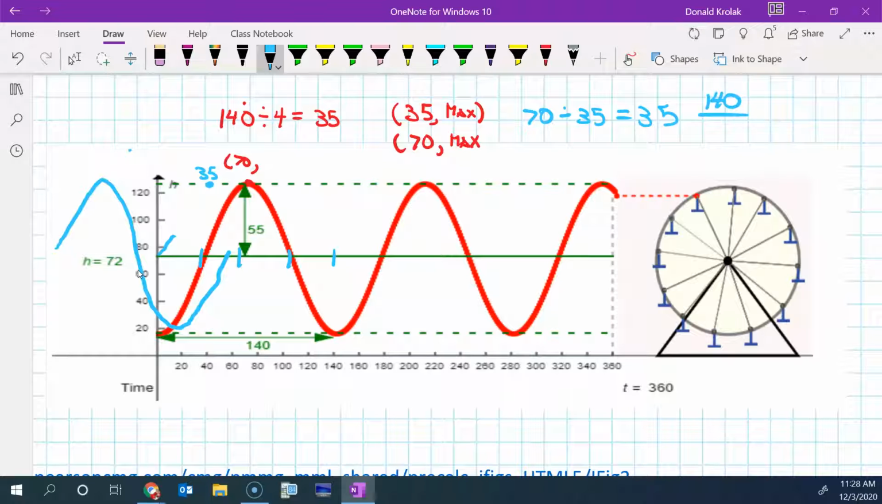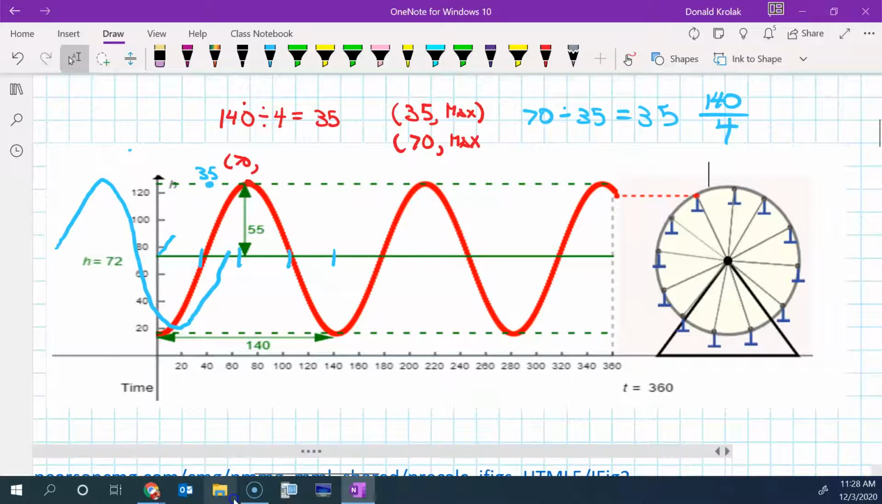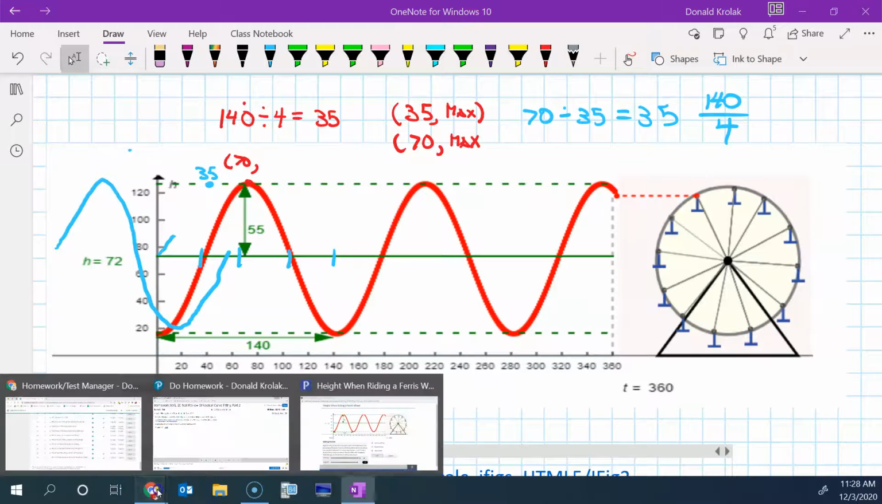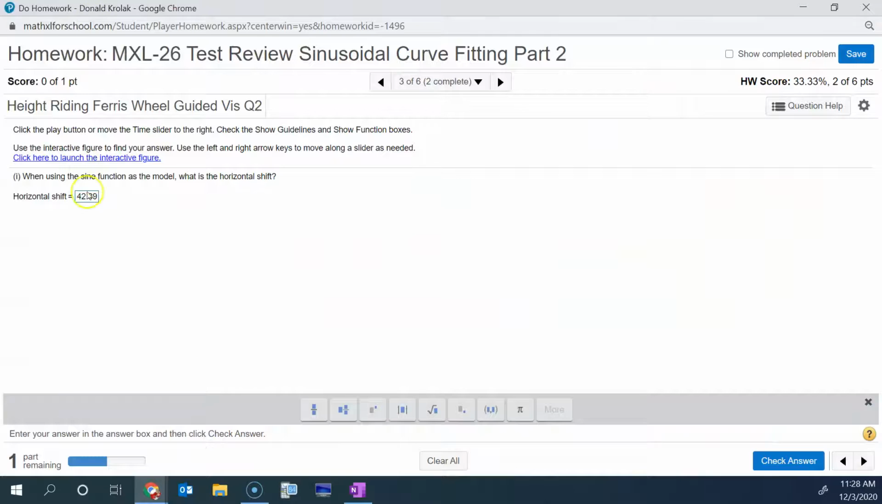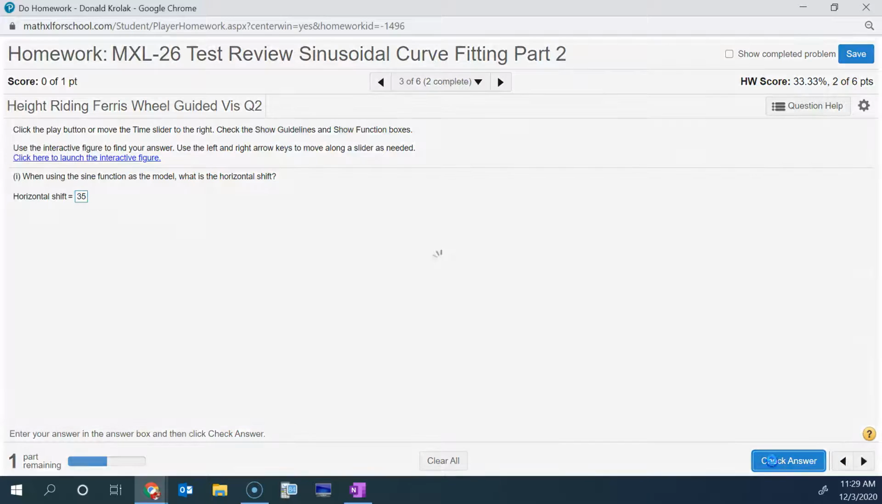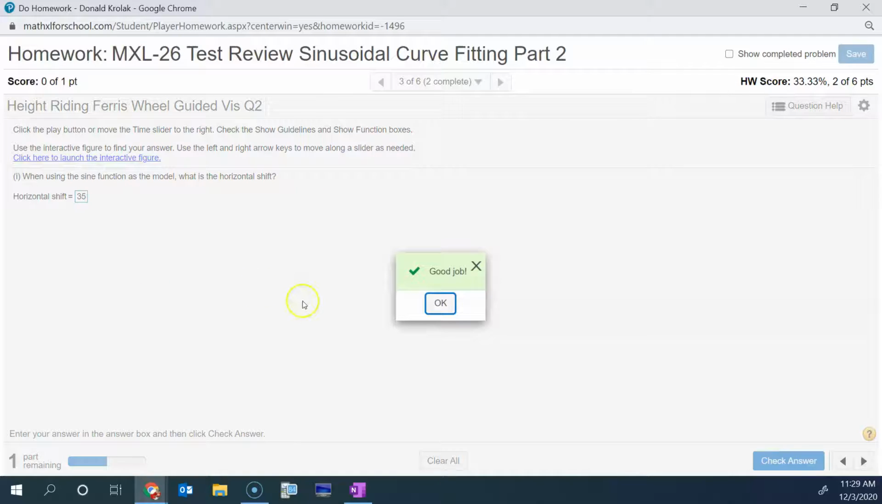Now, your 140 divided by 4 is 35 seconds. It shouldn't mark it wrong. I don't know why it would do that. That's annoying. I'm going to put in 35 seconds. Yeah, so 35 and 140 over 4 is the same thing.